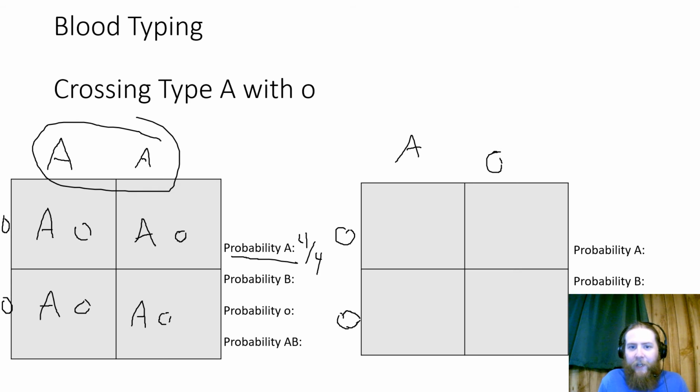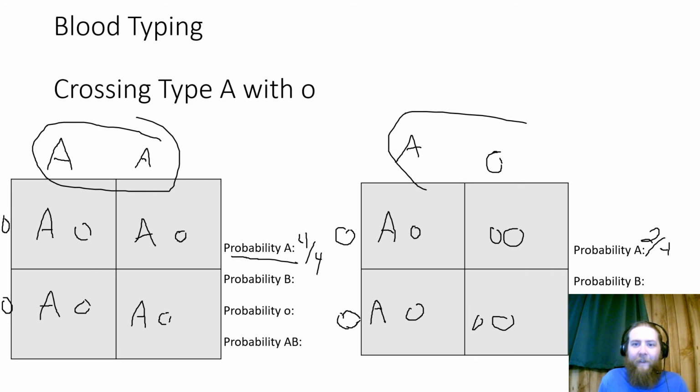Now on this one over here, you're going to see a much different trend. We have big A, little O, little O. We bring this little O across, and this little O across. And now all of a sudden, out of nowhere, we have 2 out of 4 A, not out of nowhere, you guys know better than that, and 2 out of 4 O. So we have a 50-50 split on this one, letting us know that this parent is AO instead of AA.